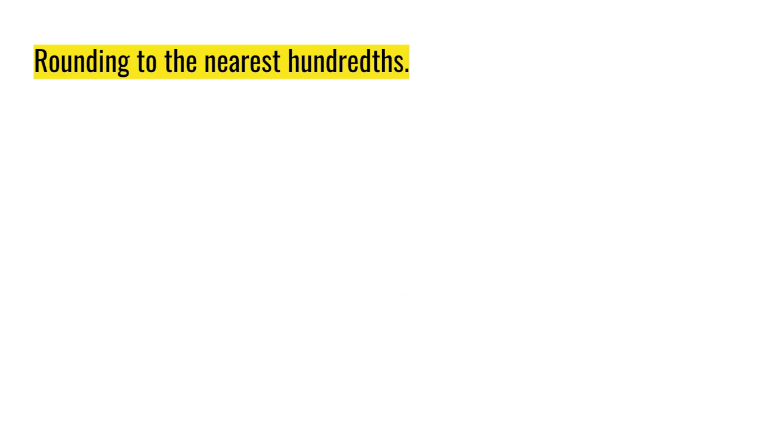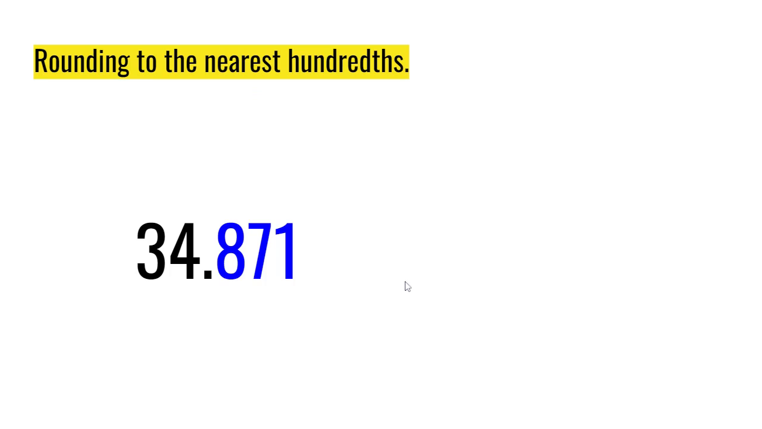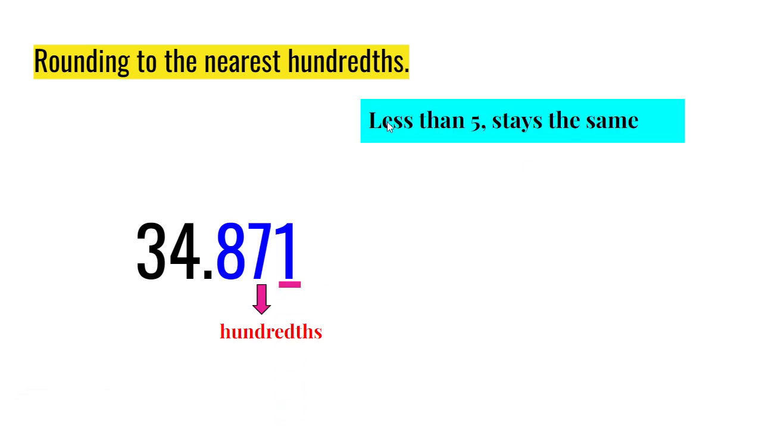Rounding to the nearest hundredths. So imagine you have this number 34.871. So the number in the hundredths place is the second number after the decimal point. This is the decimal point, so the second number, in the hundredths place, is number 7. The neighbor number is number 1, and the rule says less than 5 stays the same.